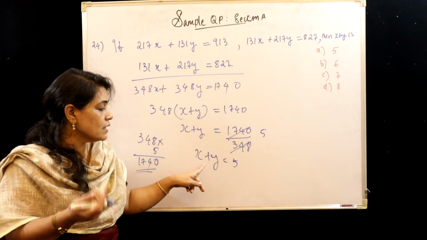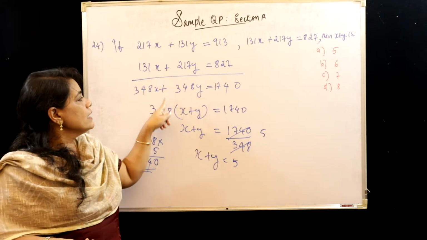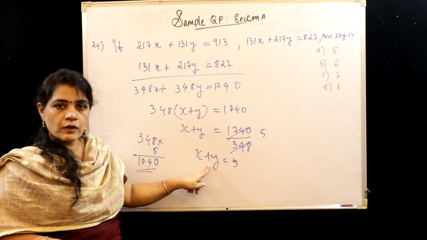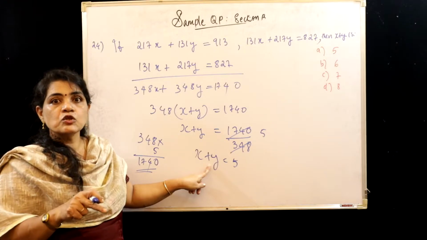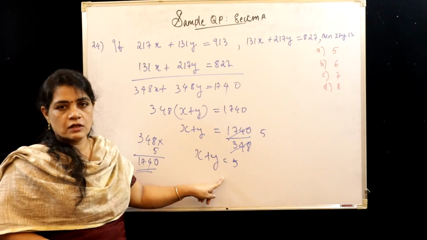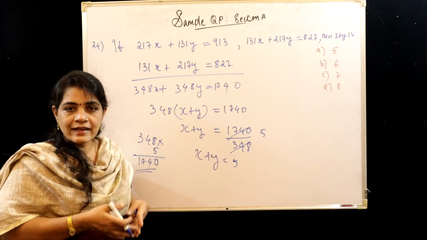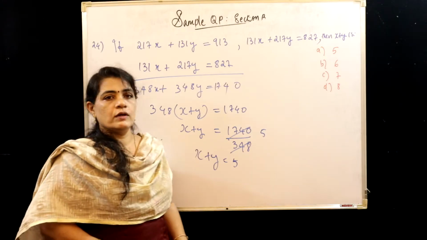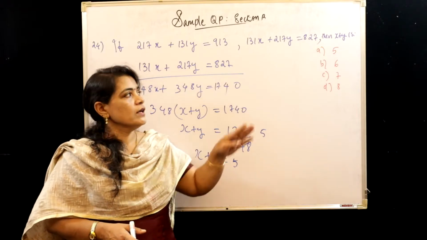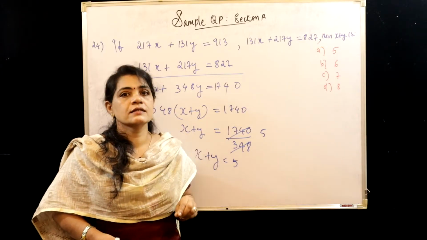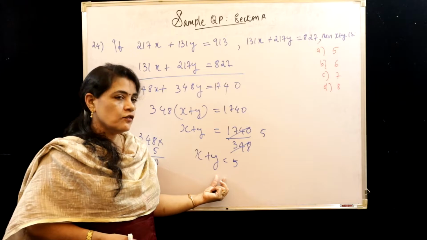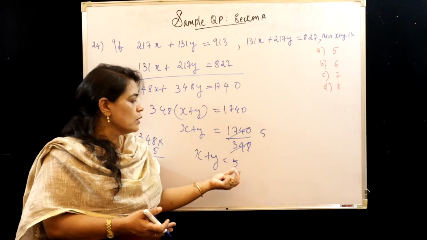In order to get another equation, in the first case you add to get x plus y; if you subtract, you will get one more simple equation. You solve these again so that you can exactly get what x is and what y is. But here in this question only x plus y is asked, so this is enough. That is, x plus y is equal to 5.